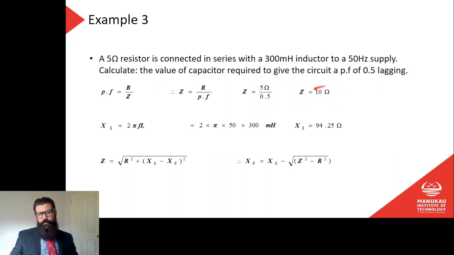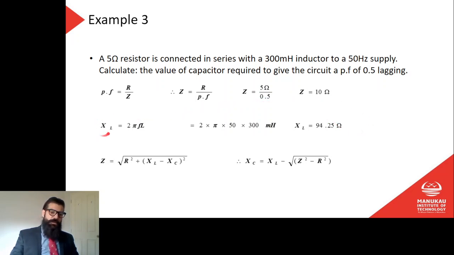Now what does that Z represent? That Z represents the impedance required for me to have a power factor of 0.5 with the 5 ohm resistor that I have in the series, in the circuit. So it doesn't tell me anything more at the moment. All that tells me is I need an impedance of 10 ohms.